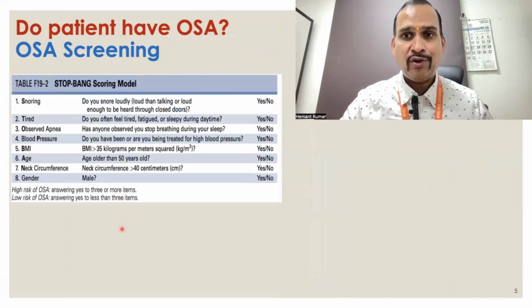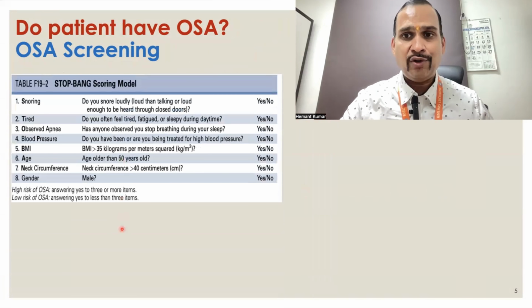An important thing is where not to do polysomnography. Indications we know, but we should know when not to do it. If the patient is doing well on CPAP therapy, for example, if you have diagnosed an OSA patient, you have prescribed CPAP and he is doing very well on CPAP, in that patient there is no need to repeat polysomnography. If the patient is happy with CPAP.